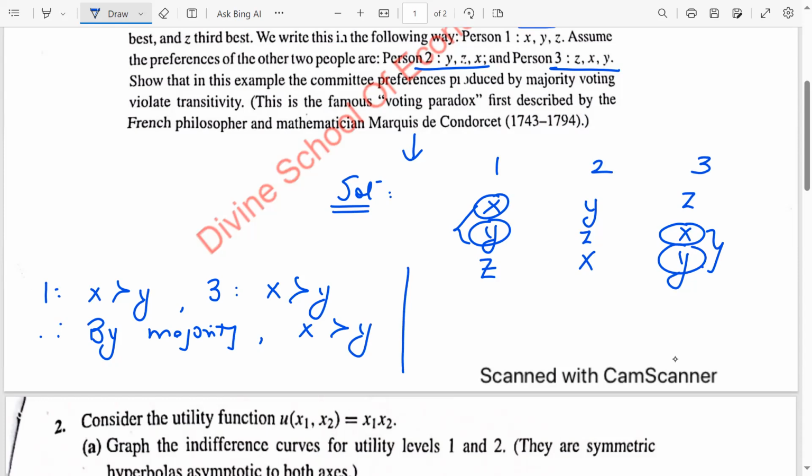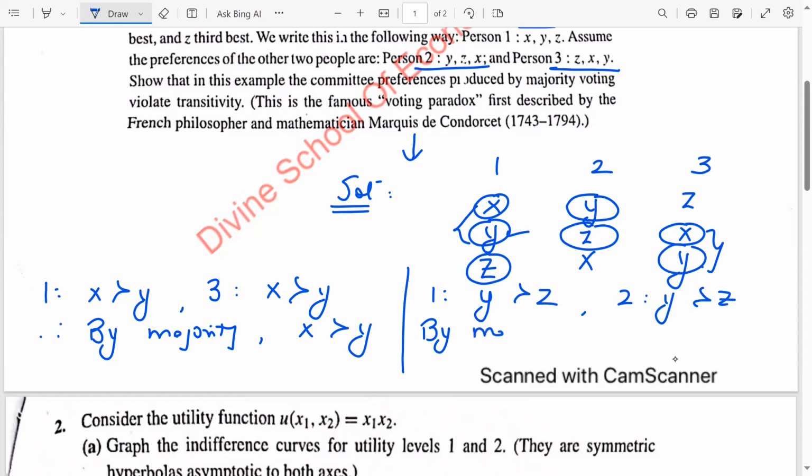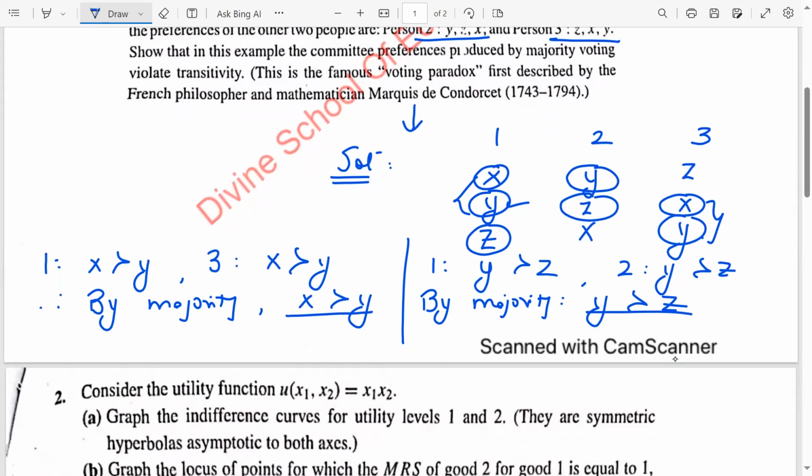Now let's look at Y and Z. For person 1, Y is preferred over Z. And for person 2 also, Y is preferred over Z. So by majority, Y is preferred over Z. Now, if X is preferred to Y and Y is preferred to Z, transitivity says that X should be preferred to Z. So I can say, according to transitivity, X should be preferred to Z.